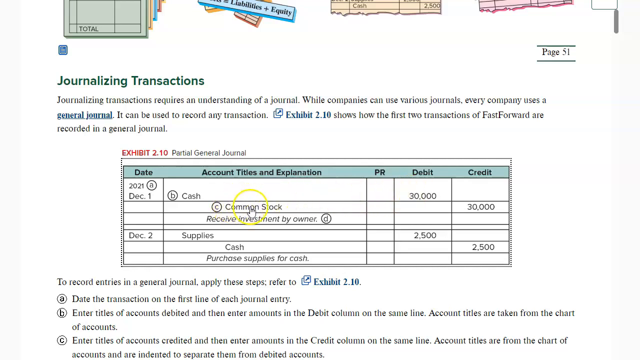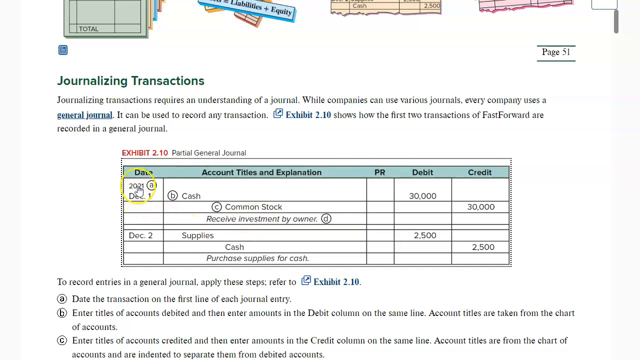The common stock is going to be credited. Remember, common stock is one of the equity accounts, and it's increased by credits, and the normal balance is a credit balance. So we're going to indent a good bit. We're not just going to indent a 1/4 of an inch. We're going to indent enough so that somebody glancing at this page can see that this account was intended to be credited. So we have a debit here for $30,000 to cash, a credit here for $30,000 to common stock, and then we have a description. Always have a description. The book indents the description as well. I don't. That's just my preference.